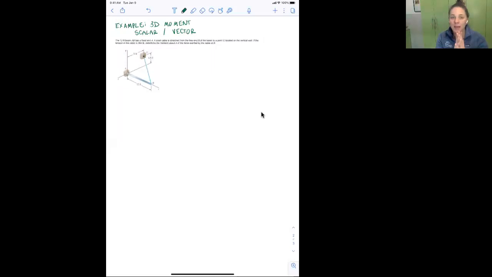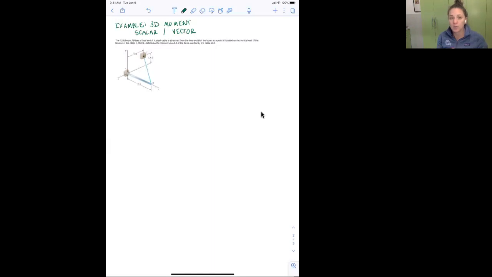Okay, one more example here for you for solving moments. This is going to be another example using 3D moments, and I'm going to solve this one in the opposite direction. I'm going to do the scalar approach first, and then use the vector approach. I've mentioned this a few times, but I'll never require in the assessment that you use scalar over vector. I'm just trying to get you to see the different ways to view and approach these problems.